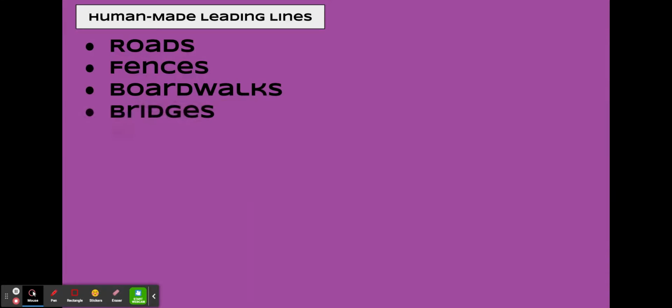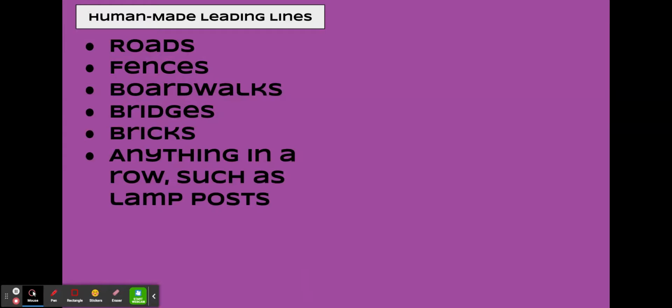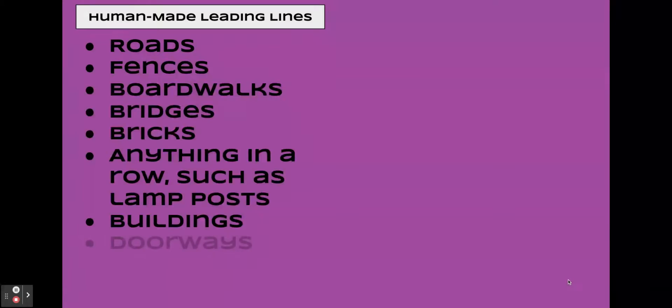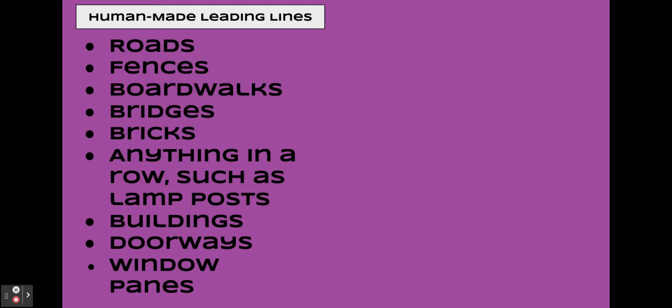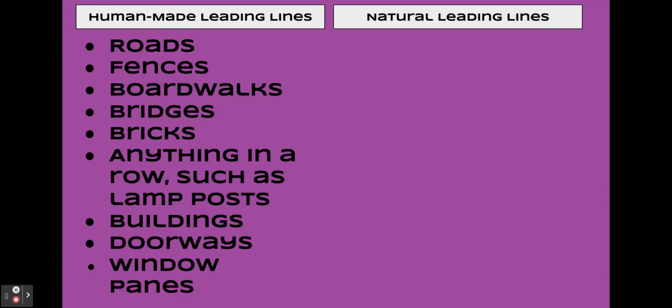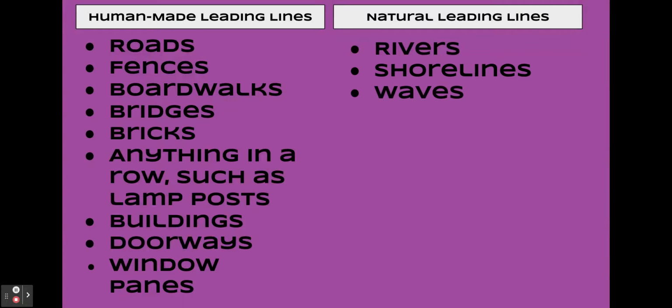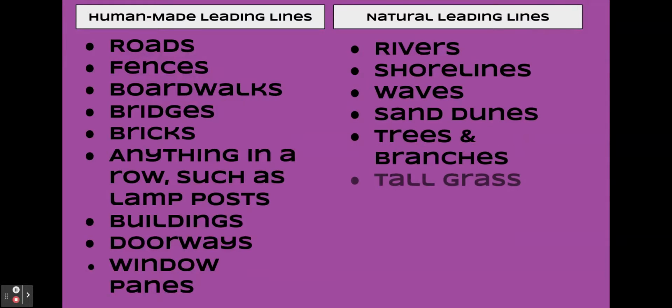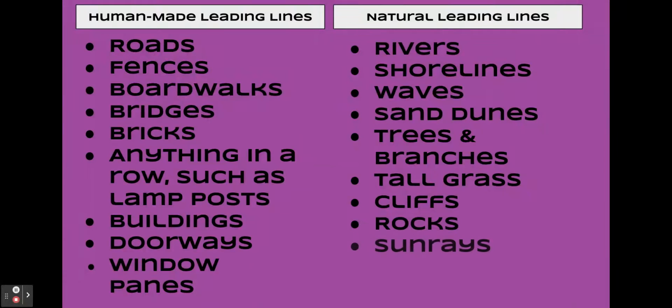And here are some things to consider. Let's brainstorm some human-made leading lines, such as roads, fences, boardwalks, bridges, bricks, really anything in a row like lampposts, buildings, doorways, and even window panes. Now let's take a look at some leading lines that exist naturally in our environment, such as rivers, shorelines, waves, sand dunes, trees and branches, tall grass, cliffs, rocks, and even sun rays. Of course, this list is by no means exhaustive. There are always more leading lines out there to be found.